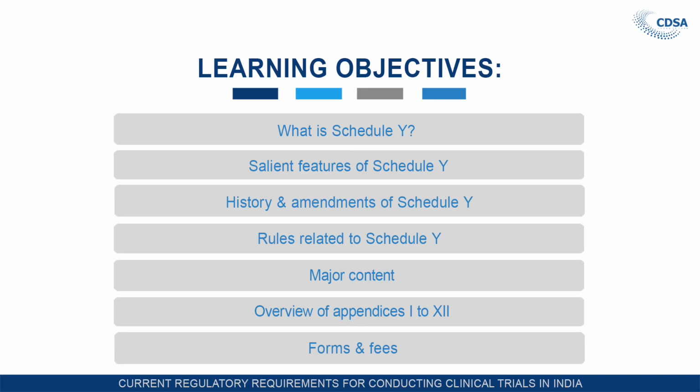So as I have said, first we'll see what is Schedule Y, then salient features, Schedule Y, its history and amendment, rules related to Schedule Y, then what are the major content of this Schedule Y, then overview of these appendices, that is appendices 1 to 12, and related forms required for the clinical trial application and permission, and the relevant fees. Dear friends, in almost all the lectures we have seen somewhere or other mentioning the Schedule Y.